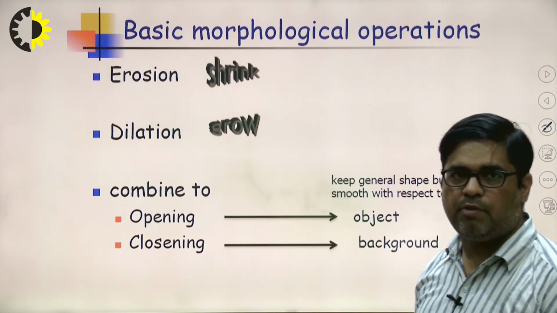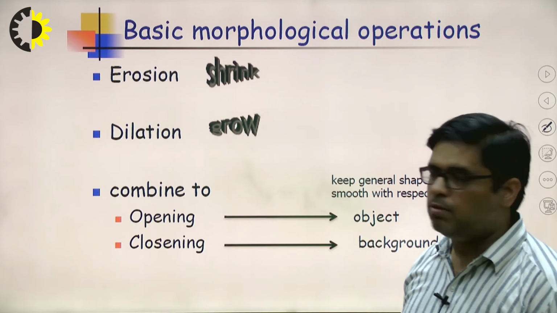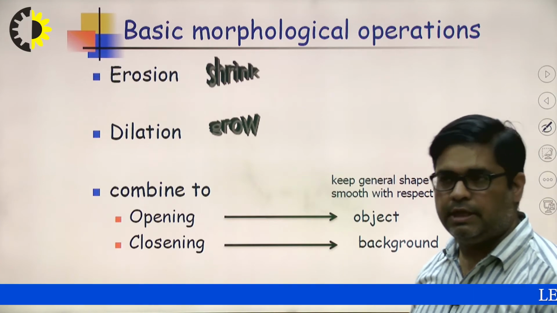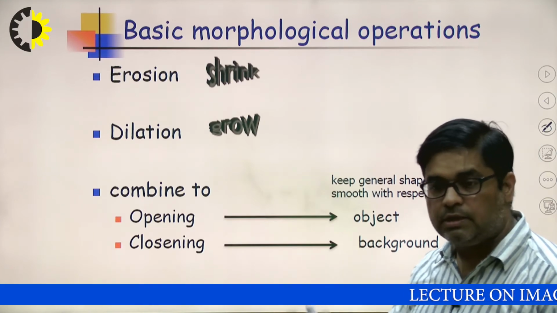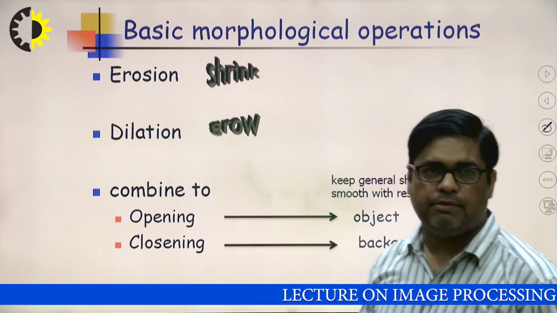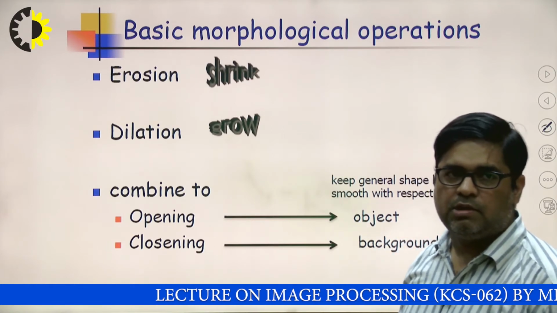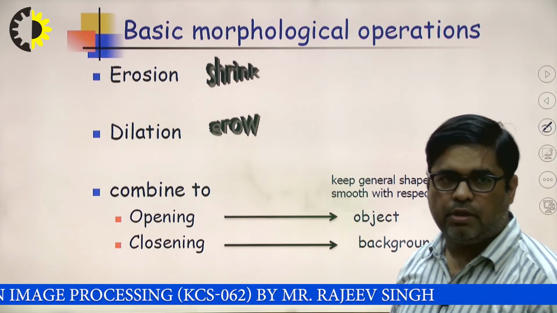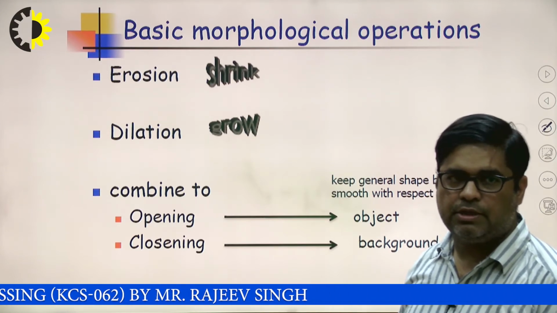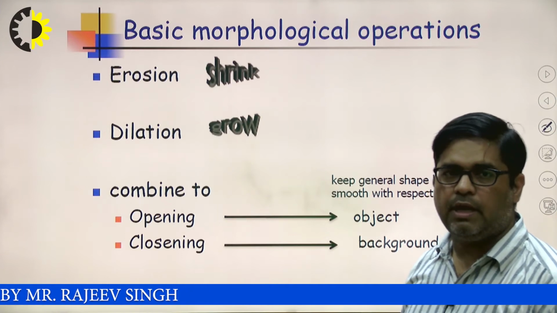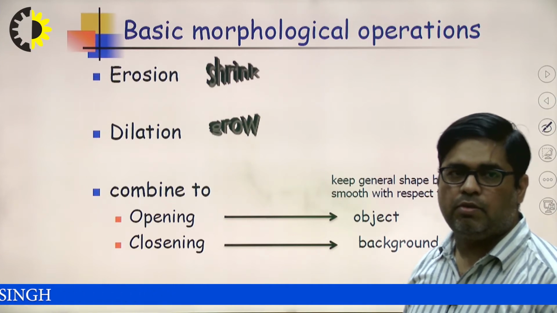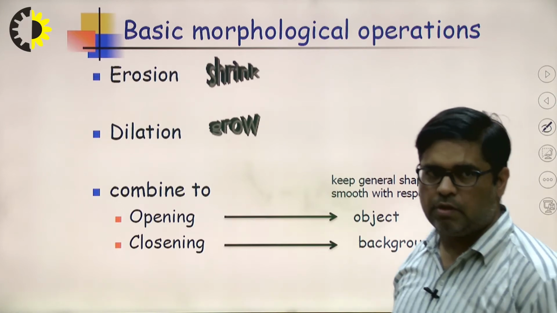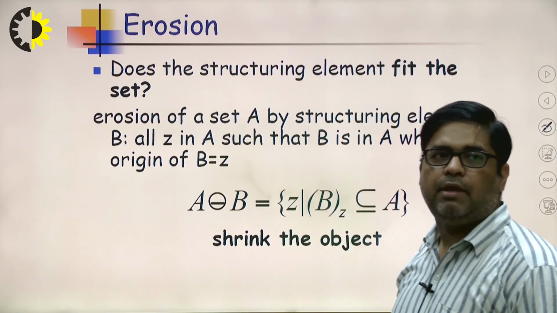There are basically two types of morphological operations, erosion and dilation. Erosion, as its name suggests, means erasing of something, or we can say it will do the shrinking. Similarly, dilation will do the growing. The combination of erosion and dilation is called opening and closing. Opening generally works on the foreground objects, and closing works on the background objects.